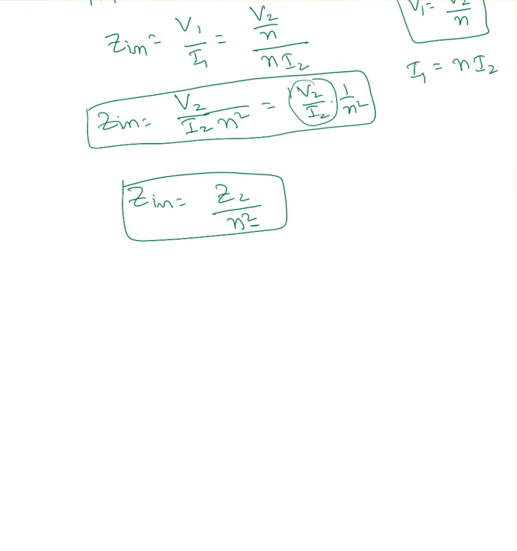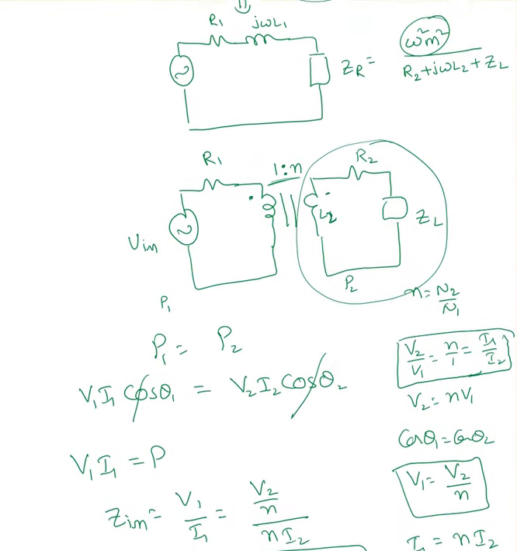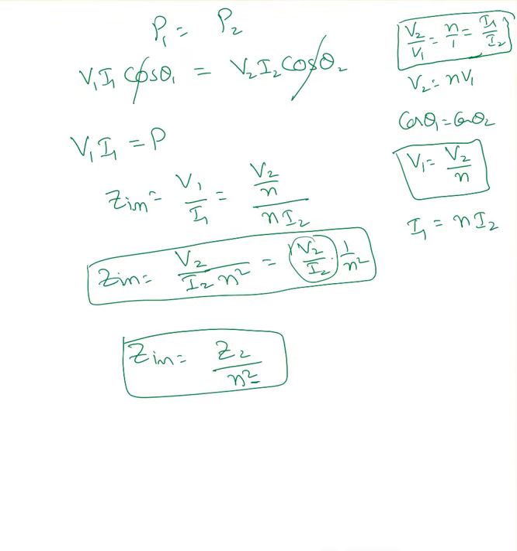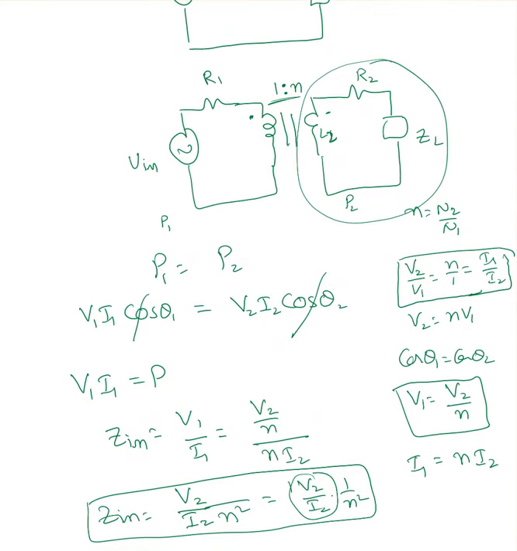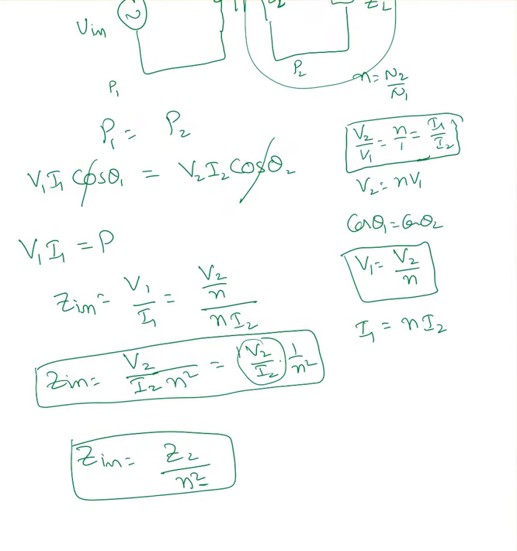So basically, in the same picture, if I need to transfer this to the primary side, it will be Vin, R1. The reflected impedance is going to be right here. That reflected impedance ZR equals R2 over n square plus ZL over n square. Those two are in series, right? So this is how the circuit is going to look.